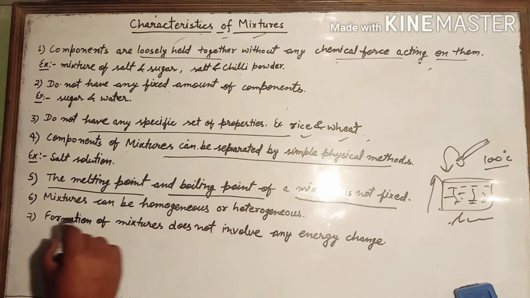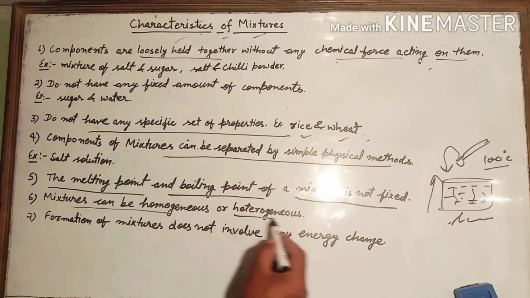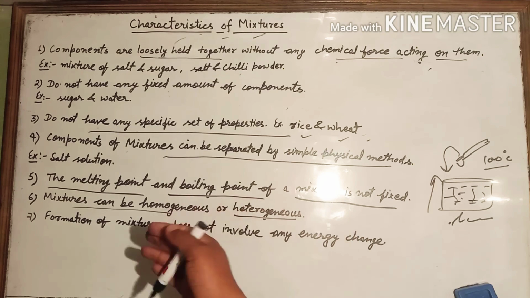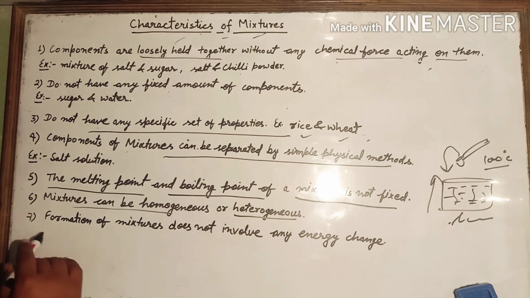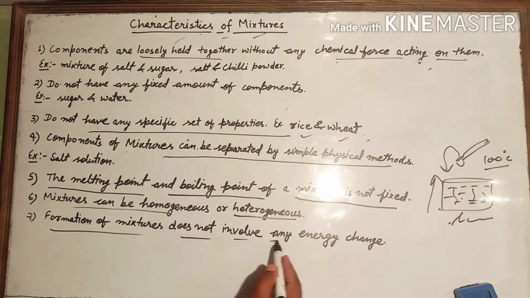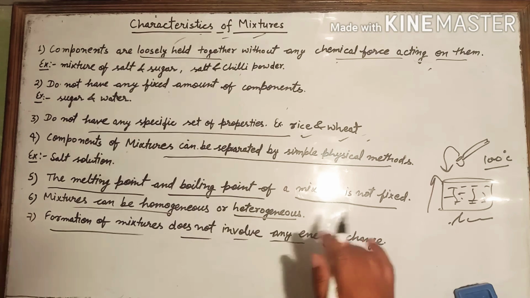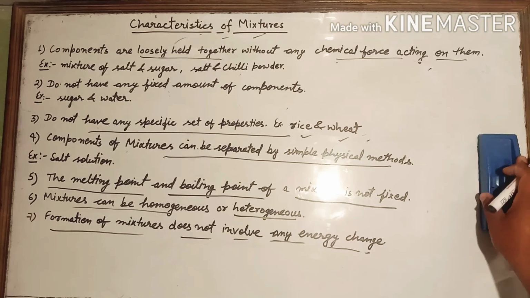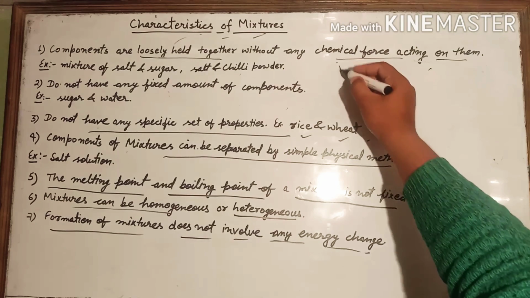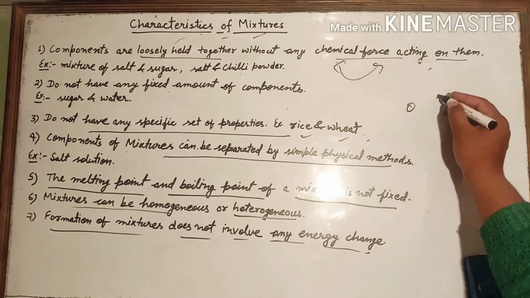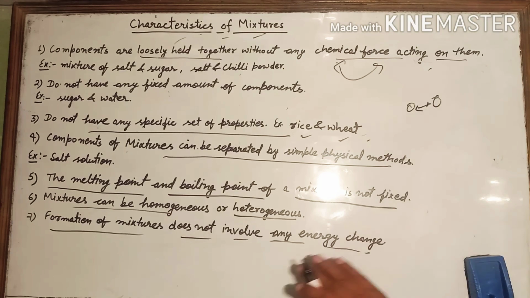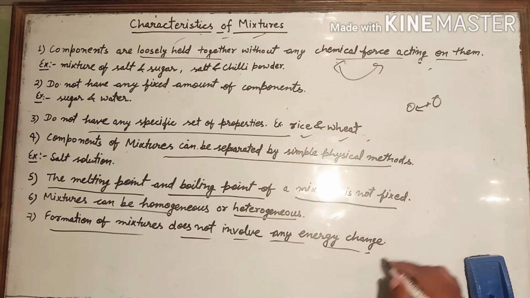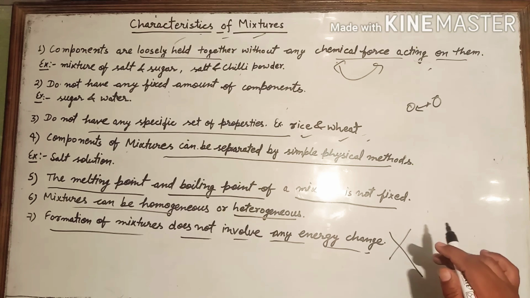Mixtures can be homogeneous and heterogeneous. This we have learned in the previous video. Formation of a mixture does not involve any energy change, meaning there will be no energy change. Why? Because there is no chemical bonding. If there were any chemical bonding, meaning attraction force between the components, then only there would be an energy change. So in a mixture there will be no energy change.